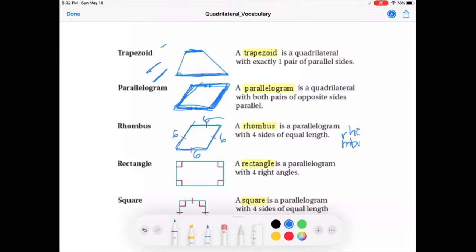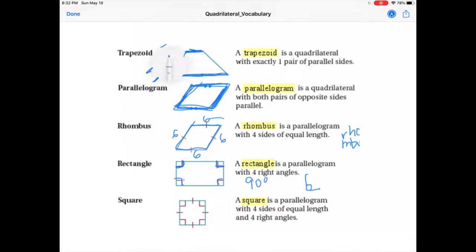Okay, rectangle is a parallelogram with four right angles. What is a right angle? It's the angle where it looks like a little square like this. This is called a right angle. Technically, that right angle is 90 degrees, like this. Anything that you feel like you could fit a little square in there evenly like that, that's a right angle. So a rectangle has four of those.